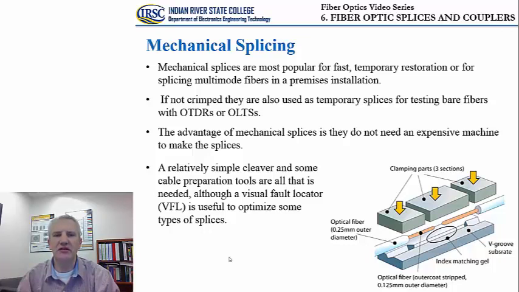Another reason for using mechanical splicing is if you need to establish some sort of fast or temporary restoration, or if you are splicing multi-mode fibers in a premises installation.